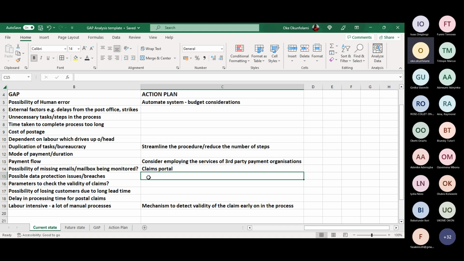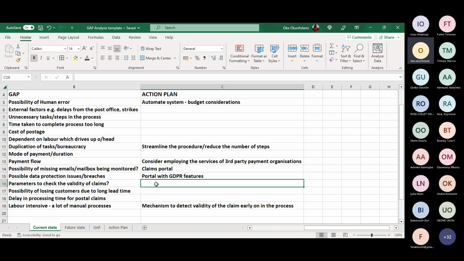Yes. So a portal with data protection. What will we say now? A portal with GDPR features. Compliance. Okay. Yeah.